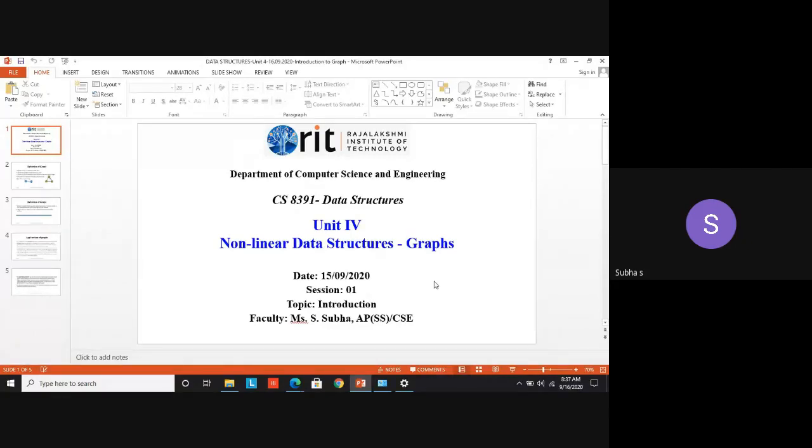Let's see a quick revision about the third unit. In the third unit, we saw the data structure trees. Yes, tree is also a non-linear data structure. In that we saw binary tree, binary search tree, threaded binary tree, AVL tree, so many different kinds of trees we have seen. Now in this unit, we are going to see about graph data structure.